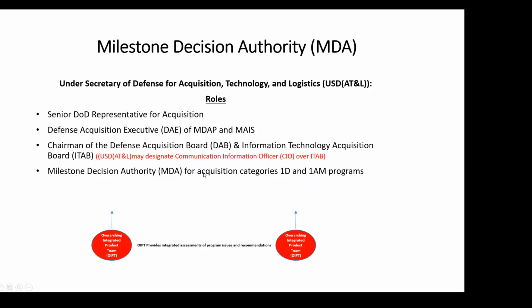What this is saying is each one of those boards, and I'll go ahead and click here, your DAB, the Defense Acquisition Board, and your Information Technology Acquisition Board, they all have what's called an overarching integrated product team. That's just a team of individuals that provide integrated assessments of the program issues. They're the worker bees here, your working OIPT that does all the analysis and then provides their recommendation to the Defense Acquisition Board. Then they take the information and they advise the Milestone Decision Authority.